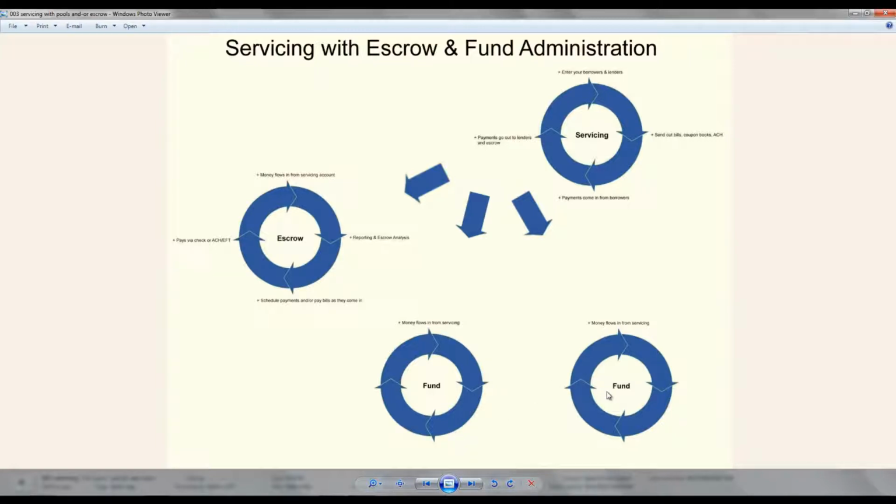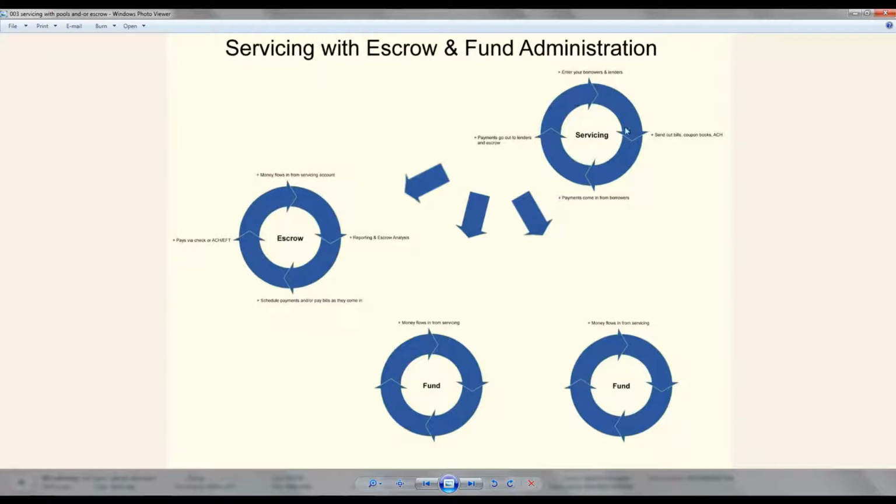These funds could own dozens or hundreds or thousands of loans. And that money is going to come in and build up and up and up for an entire month or an entire quarter. And then we're going to distribute money out to the fund members.